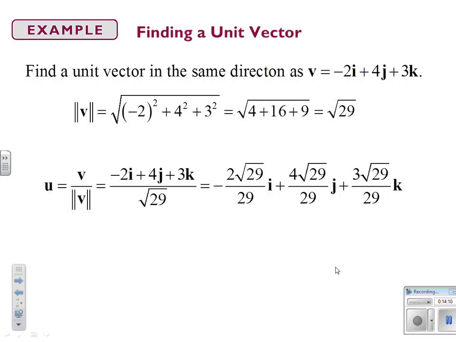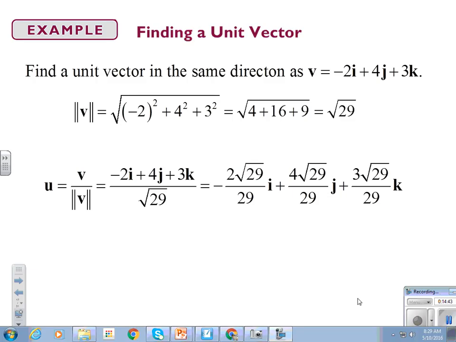The unit vector is our regular vector divided by the magnitude we just found. And since it is not allowed to have a radical in the denominator, we rationalize the denominator by multiplying the top and the bottom by square root of 29. So that's how we get negative 2 root 29 over 29 i, 4 root 29 over 29 j, plus 3 root 29 over 29 k.